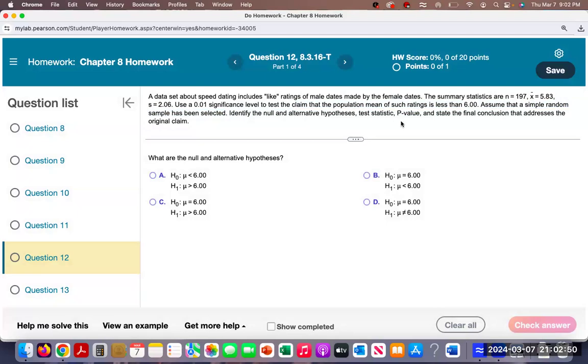We're testing the claim that the population mean is less than 6. So that means the alternate hypothesis is that the mean is less than 6, and the null hypothesis is that the mean is equal to 6.